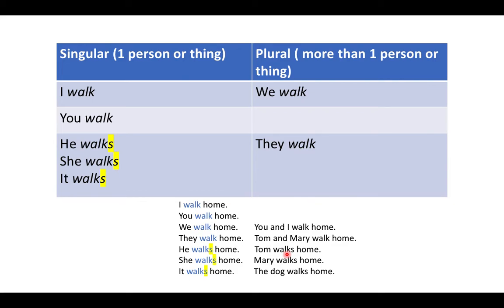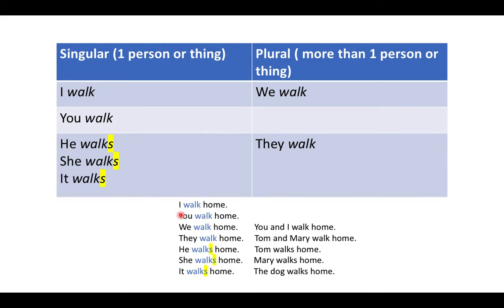So I made another chart. So singular, one person or thing. I walk, you walk. Plural, more than one person or thing. So lots of people, or just 2. We walk, they walk. But if it's one person or thing and it's not I or you, you need to put an S sound at the end of the verb. So it's still going to be walk, but you put an S. So he walks, she walks, it walks.